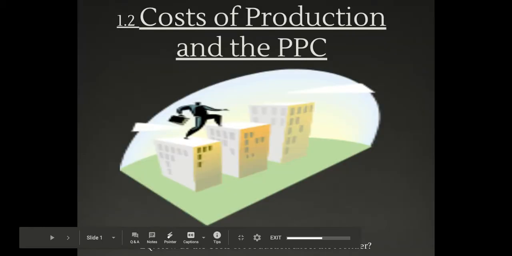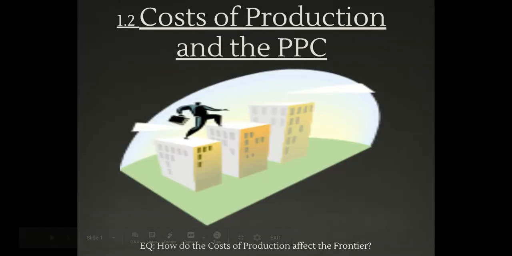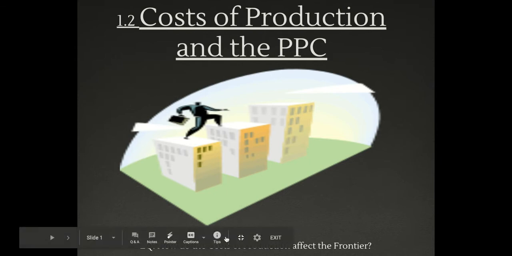Hello, Econ students. Today we're going to be doing Notes 1.2, the Cost of Production and the Production Possibilities Curve, the PPC. Your essential question: how did the cost of production affect the frontier?